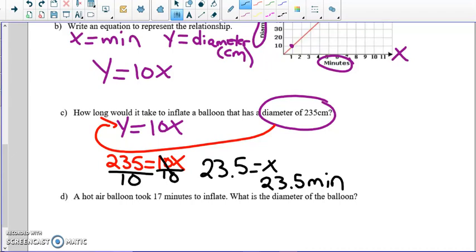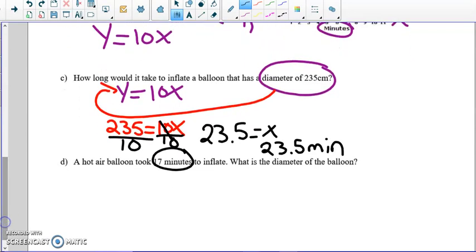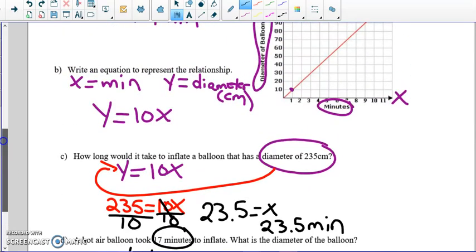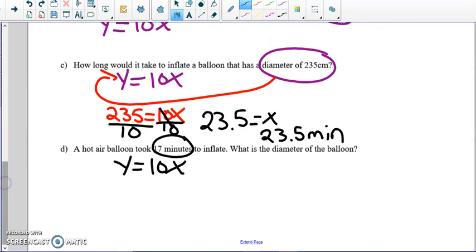Question D. A hot air balloon took 17 minutes to inflate. What is the diameter of the balloon? So again, using my equation, y equals 10x. This time in my equation, the x variable is represented by minutes. So 17 is going to replace x. So y equals 10 times 17.